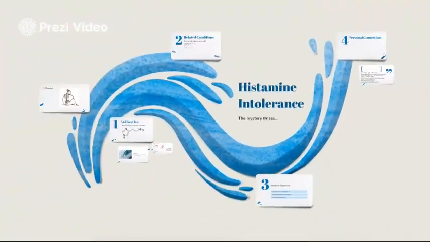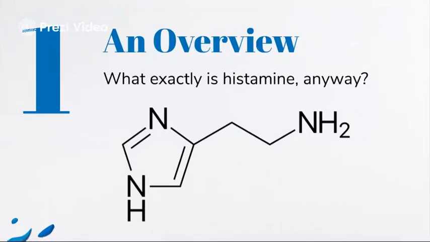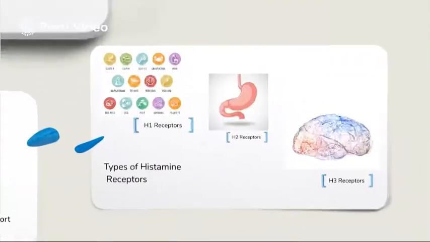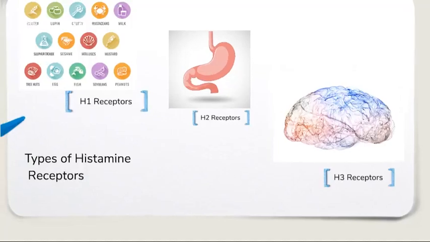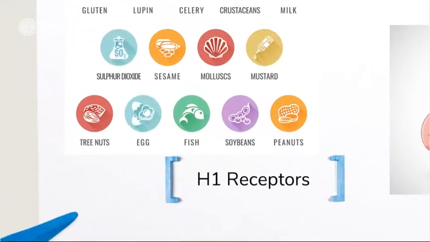So, to start, histamine is what's known as a signaling chemical, which means the immune system uses it to communicate with other cells. Histamine is typically responsible for inflammatory responses and allergies, and it does so by binding to different receptors. First we have H1 receptors, and these cause our typical allergic reaction symptoms, such as difficulty breathing, elevated heart rate, hives, and itchiness.